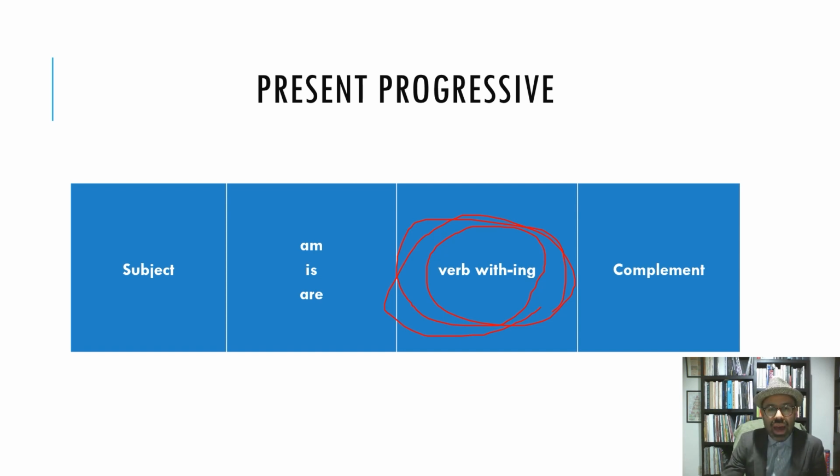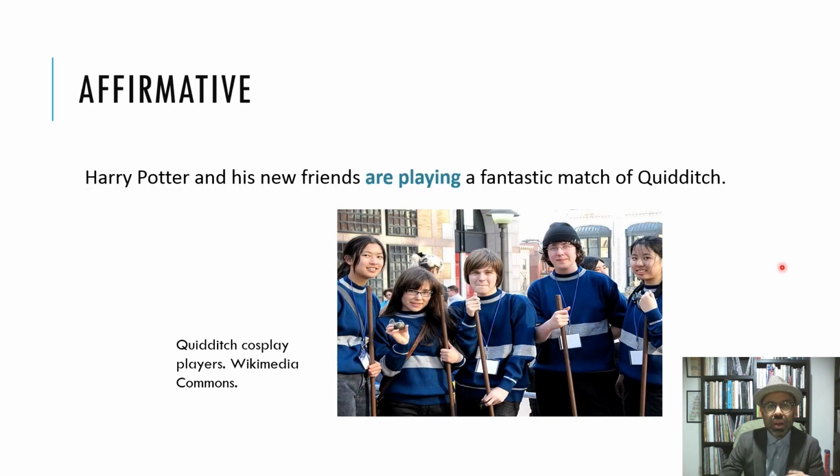Finally, you have a complement. So you really need to pay attention to these two elements. First, the verb to be in present, and then the verb with ing. Those elements are very important in order to use the present progressive. Let's go with some examples.